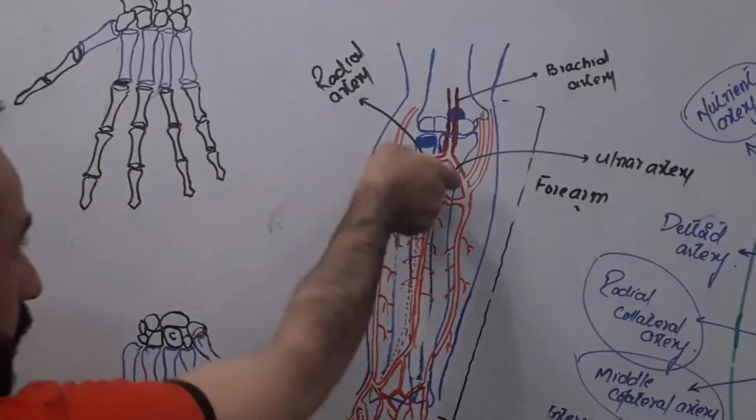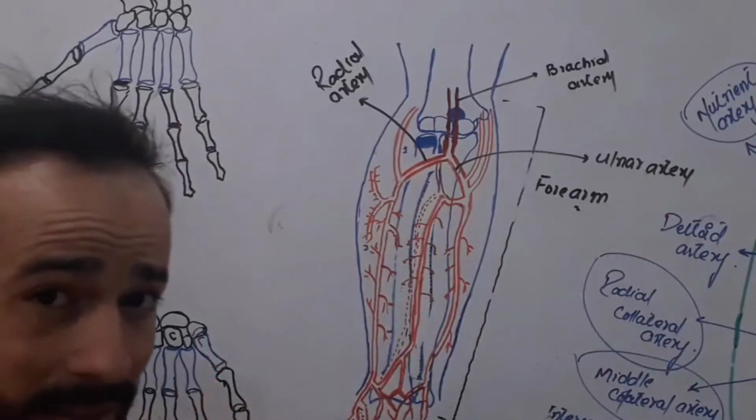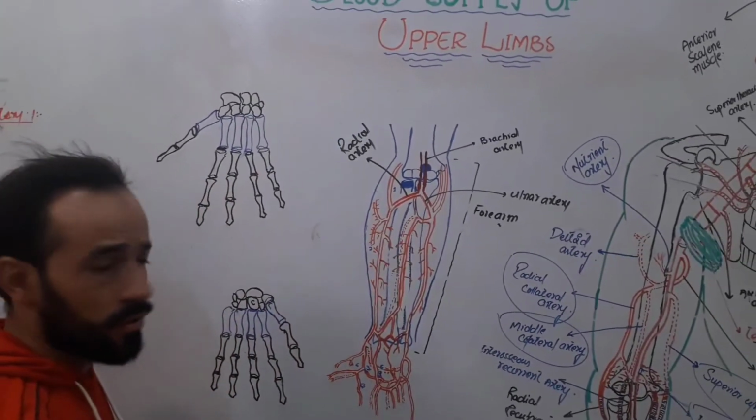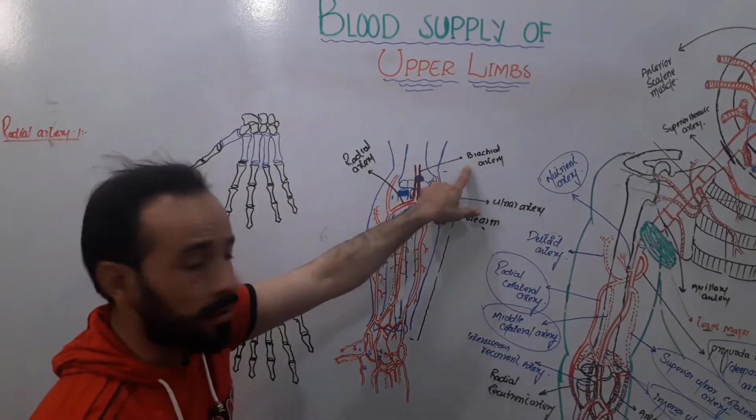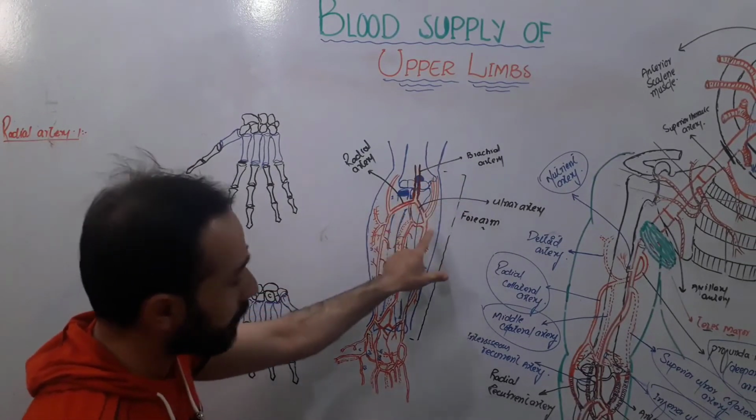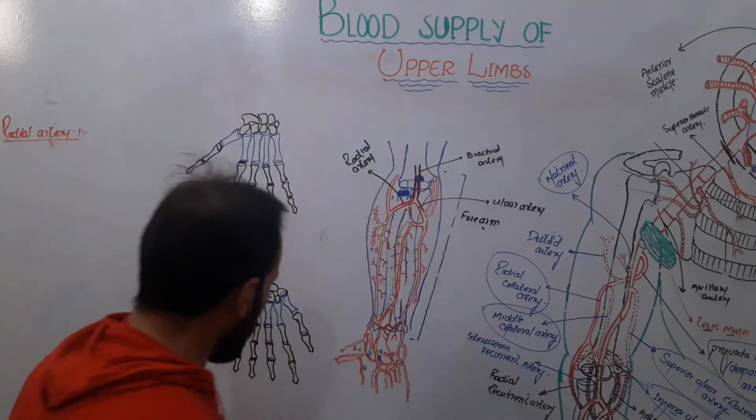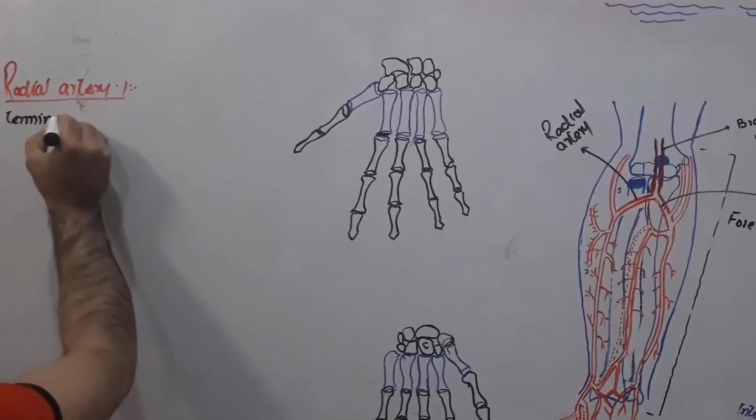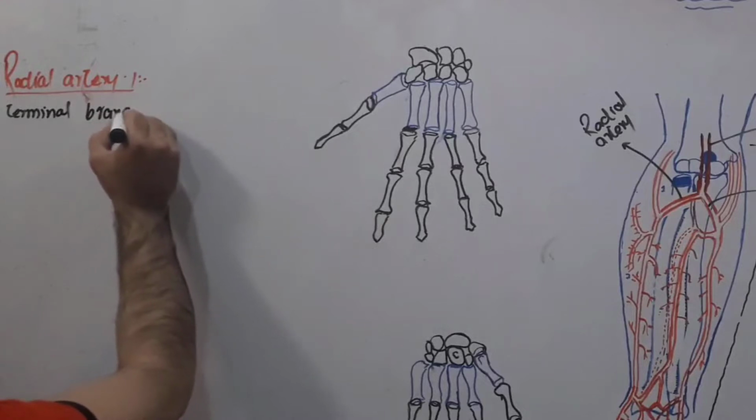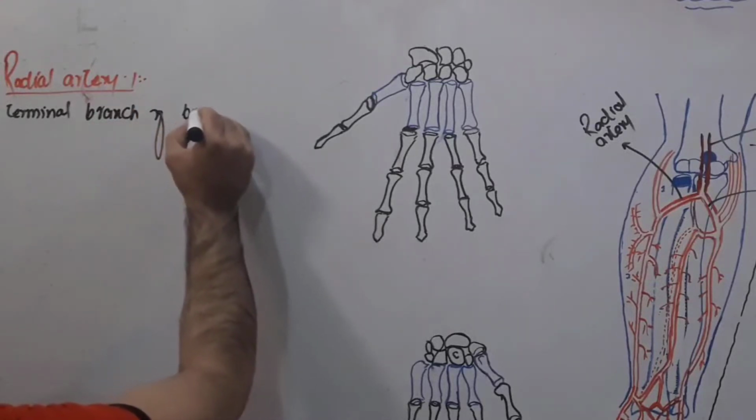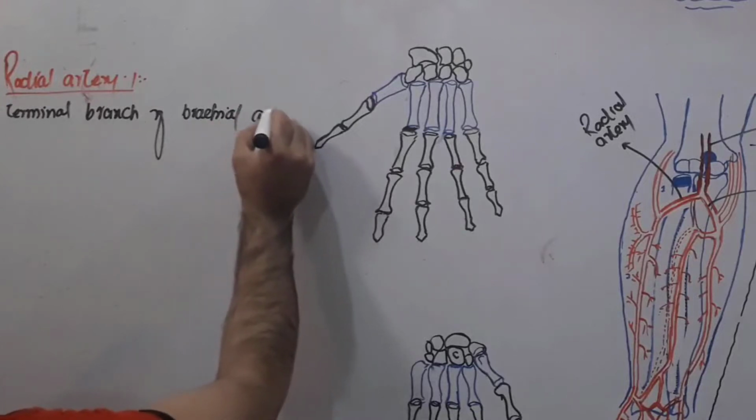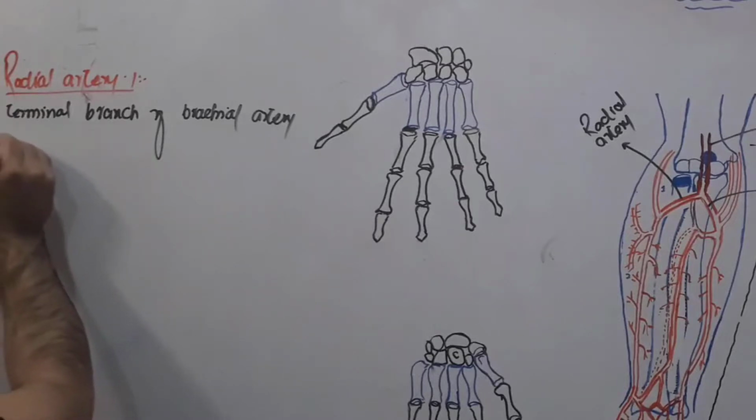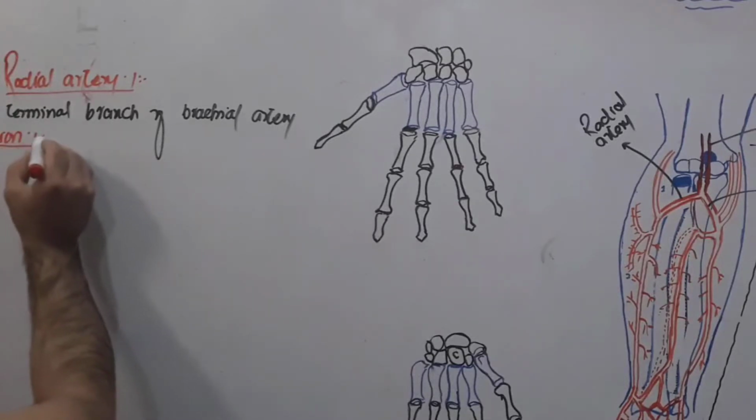Now let's discuss the branches of this artery and a little bit about this artery. What is the radial artery? It is the continuation of the brachial artery. Everyone knows when the brachial artery divides, it gives the radial and ulnar arteries. So look, the radial artery is the terminal branch of the brachial artery. Very good. Okay, where is this artery located? What is its location and origin also?